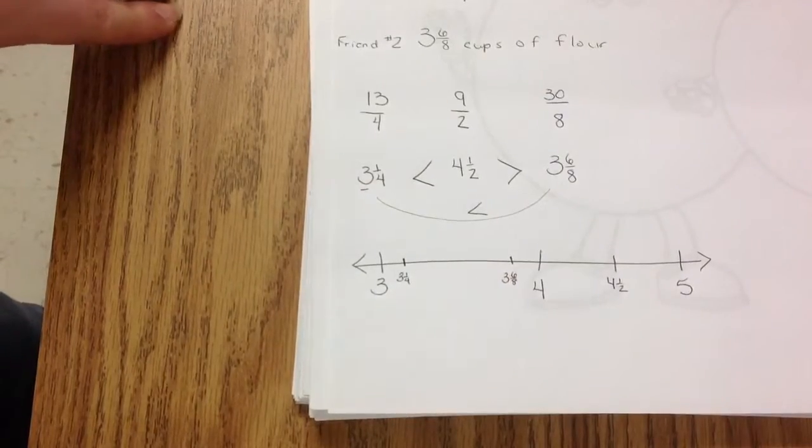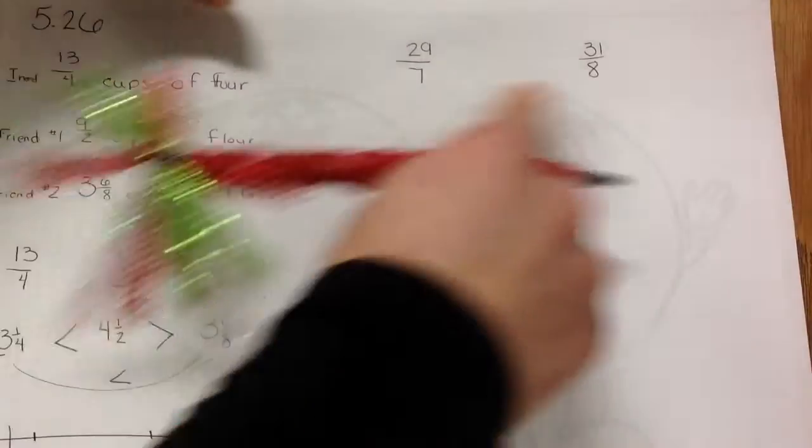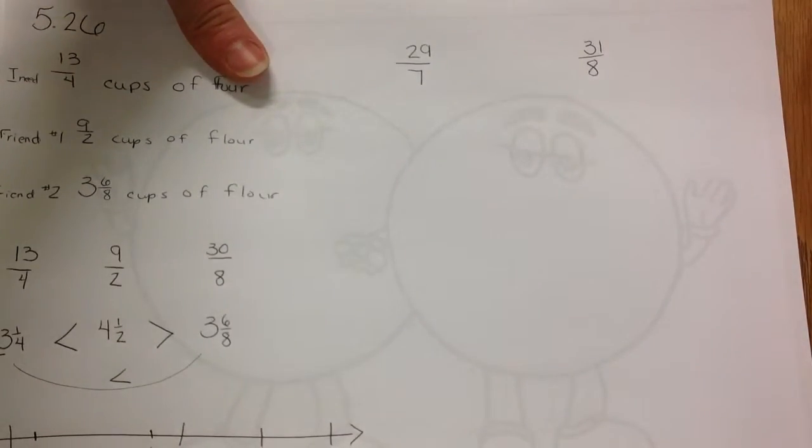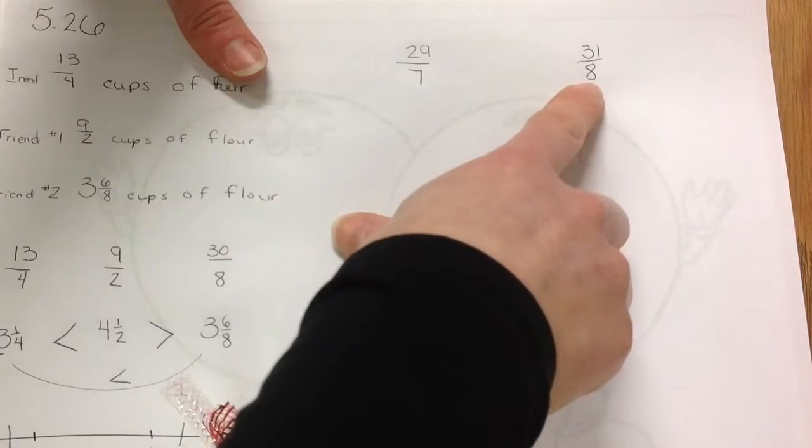One thing I forgot to do was to say, I guess we didn't have to say who had the most, but to compare. We just compared them. Never mind. Looking at these two fractions, how can we compare them easily? Well, our denominators are pretty different.